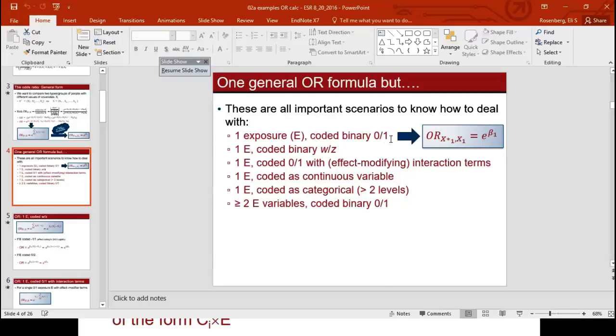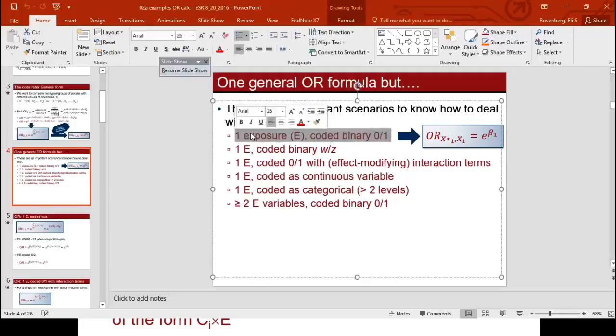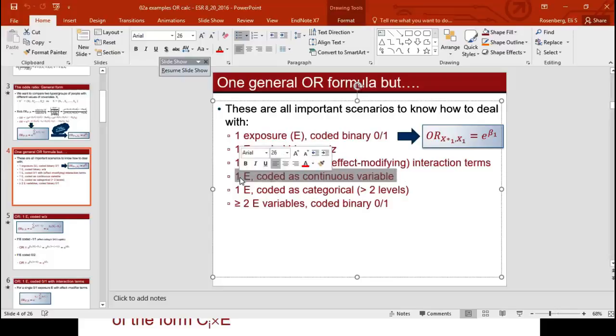So the basic one is one exposure that was binary. That's what we've seen, that's e to the beta. But things can get more complicated. You can have an exposure that's a continuous variable. So what if some alcohol dose is the exposure, and then how do you talk about odds ratios with a continuous comparison?